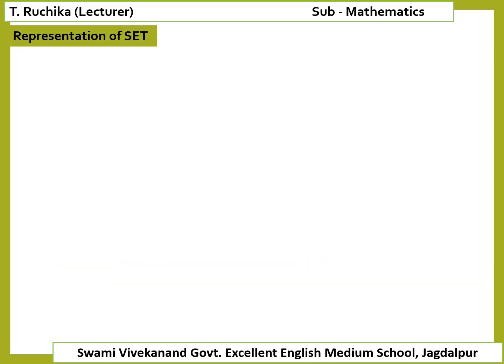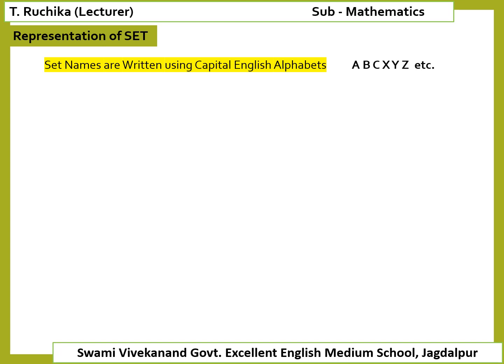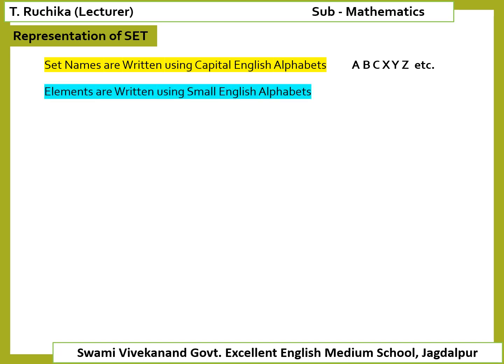Now we'll see how we represent sets, elements of sets, and the different methods to represent a set. Names of sets are written using capital English alphabets like capital A, B, C, X, Y, Z, etc. And elements are written using small English alphabets like small a, small b, small c, etc.